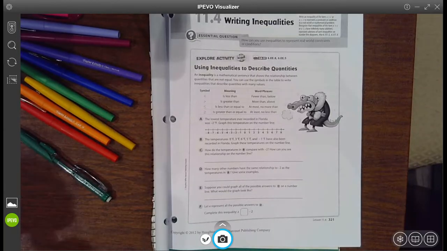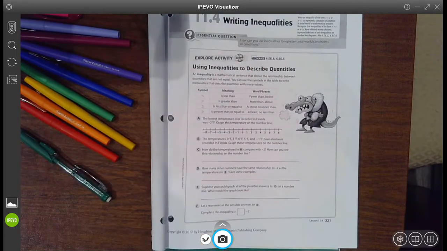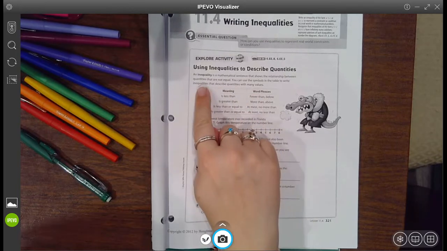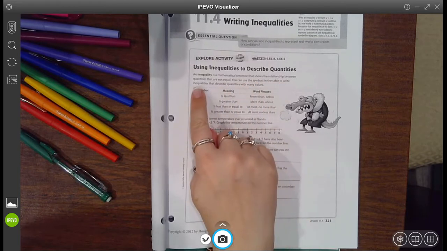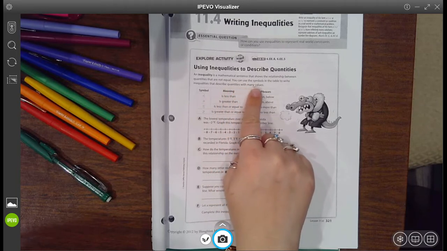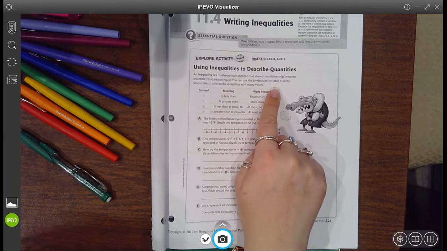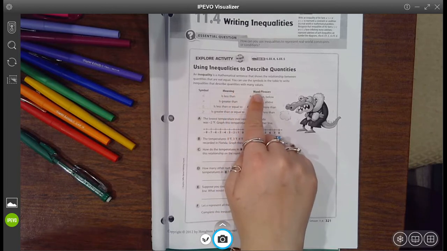We're going to explore inequalities on page 321 of your textbook. Okay, so if we take a look, it says an inequality is a mathematical sentence that shows the relationship between quantities that are not equal. You can use the symbols in the table to write inequalities that describe quantities with many values.